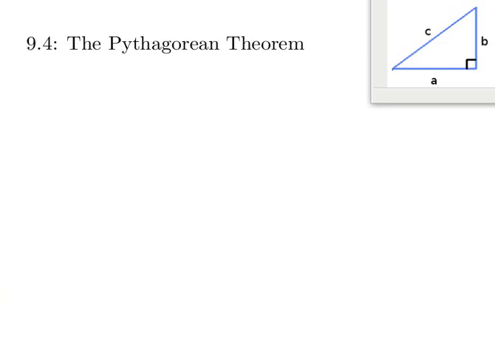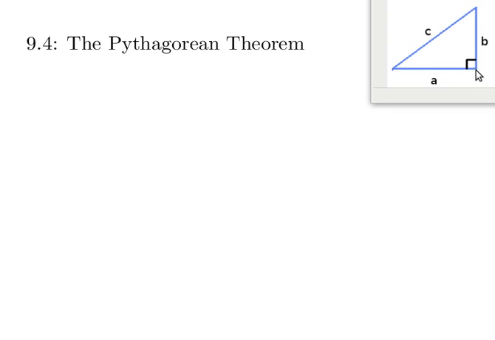Okay, today we're going to be talking about the Pythagorean Theorem. Now, the Pythagorean Theorem is a property that applies to right triangles. Now, a right triangle is a triangle that has one right angle, or 90-degree angle, like this one right here.